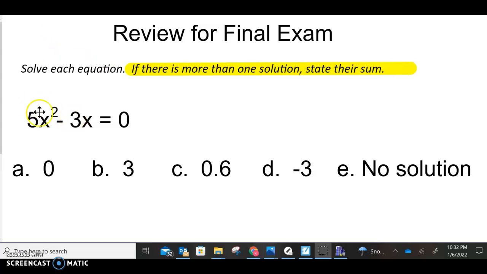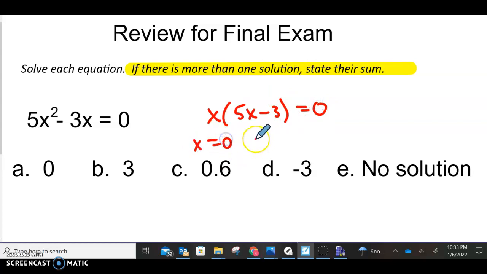So, for example, this is a typical question, similar to one that's on the final. Solve this equation. Okay, it's a quadratic. We have to factor it. You can always pause me, guys, if you want to do some of these on your own. But anyway, I would factor this. I'm going to take an x out. What's left? 5x minus 3 equals 0. So my answers are either 0 or 5x minus 3 equals 0. So 5x equals 3. So x equals what? 3/5?